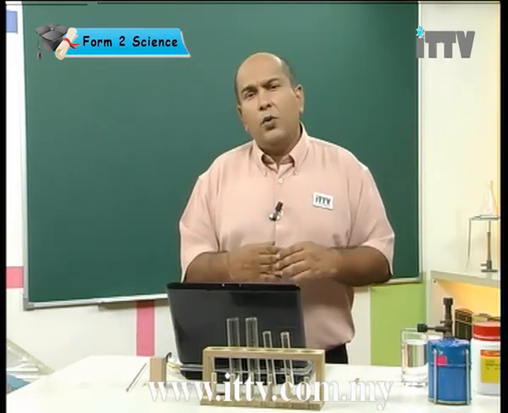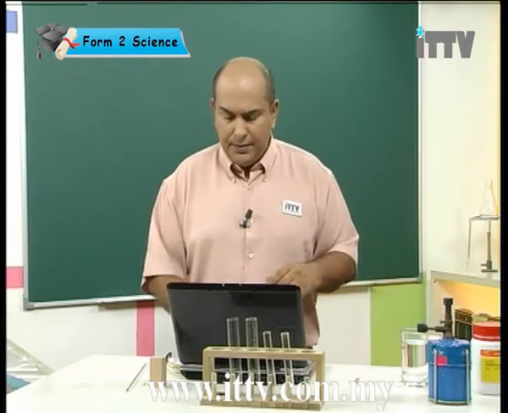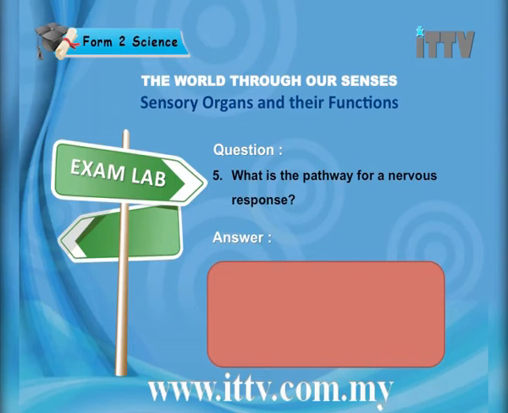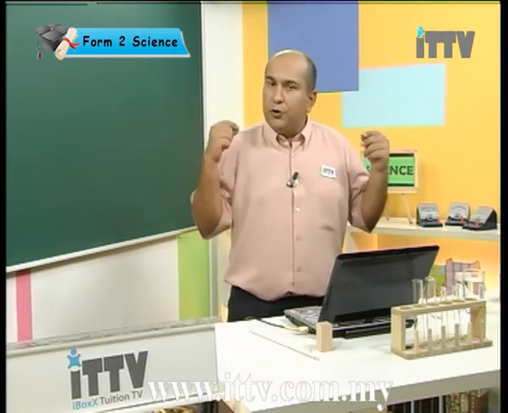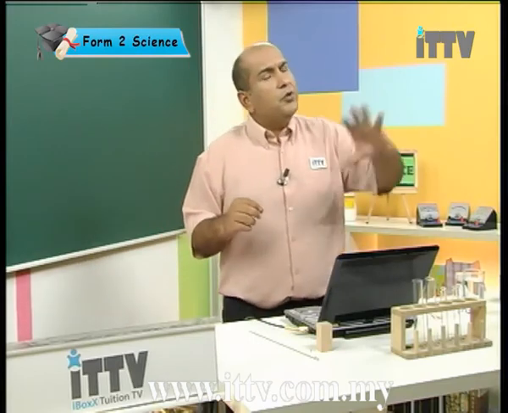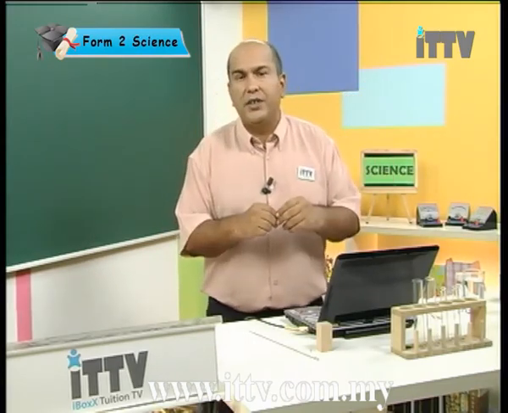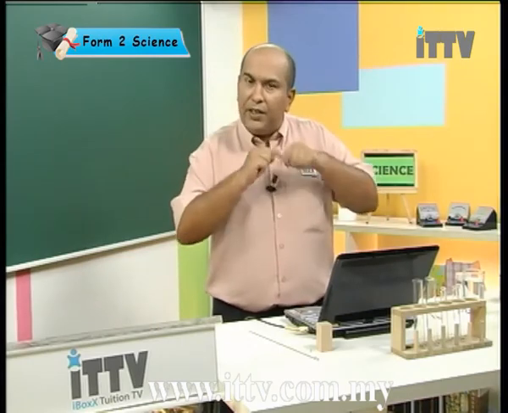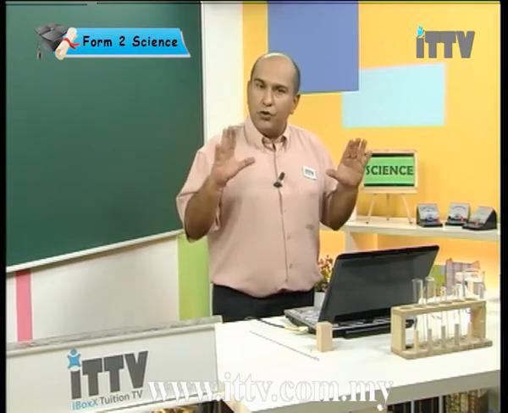Let's try a quick question before we summarize today's lesson. What is the pathway for a nervous response? We've just gone through this, so you should remember the steps. There's about 6 of the steps. Remember, you start with a stimulus and you're always going to finish with a response. Okay? You need to be able to fill in all the blanks in between. Take your time, slowly go through it.